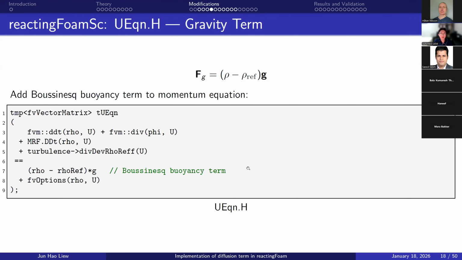And then next, the UEqn, we're going to introduce the Boussinesq approximation. So you recall earlier that the U equation doesn't have the body force. Here we're going to add the body force by itself, just the Boussinesq buoyancy term. That's the end of it.